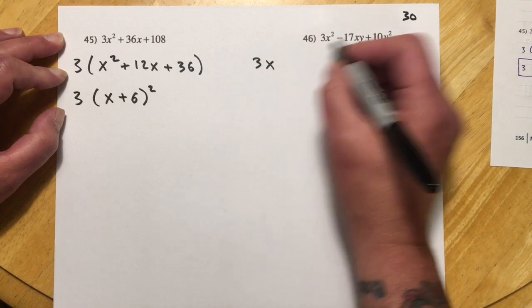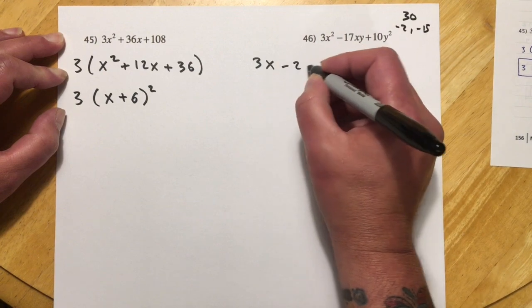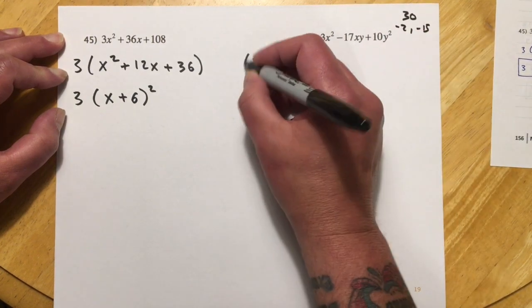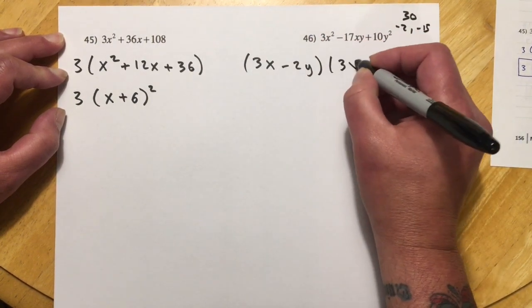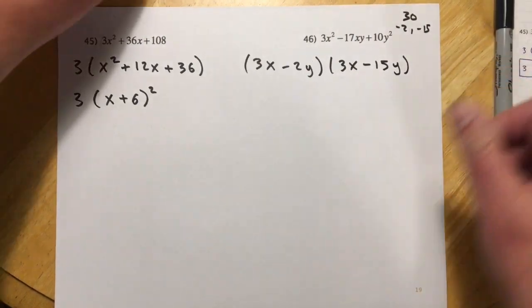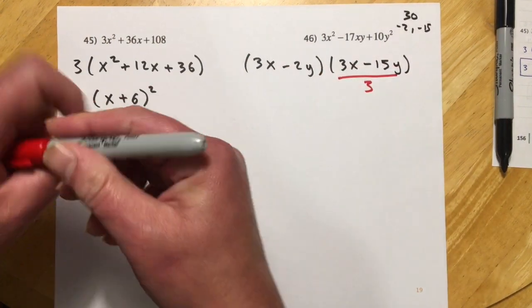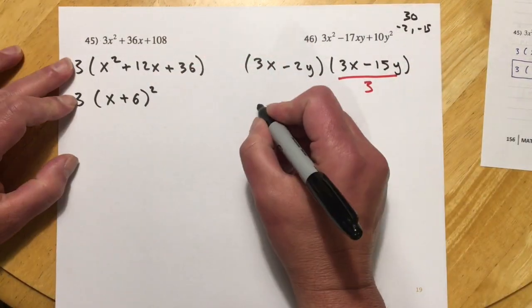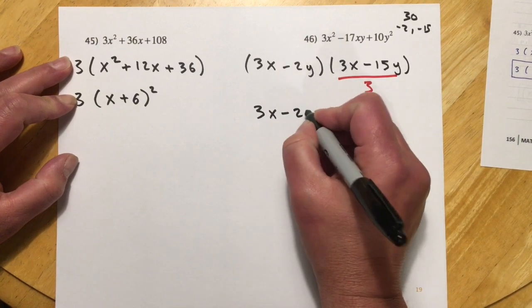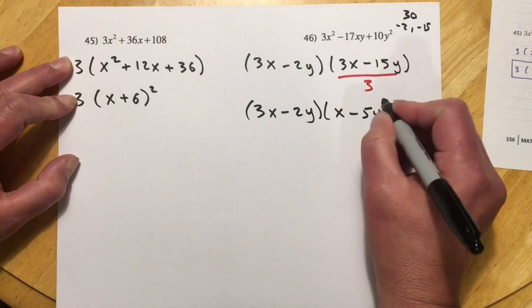So we'll do 3x minus 2, and then we need the y because of the y squared, and then 3x minus 15y, and then we'll just divide out our 3 right here. So 3x minus 2y, and then x minus 5y.